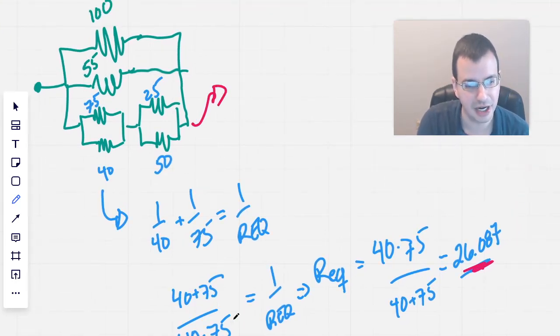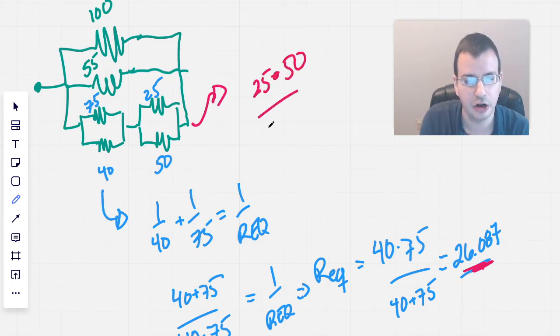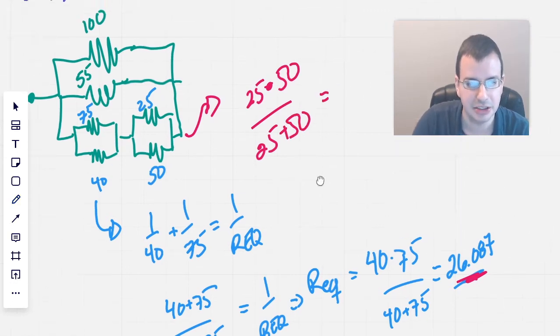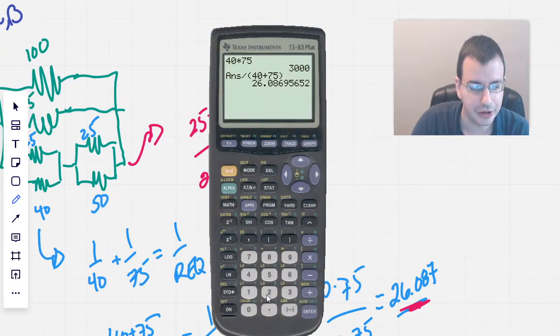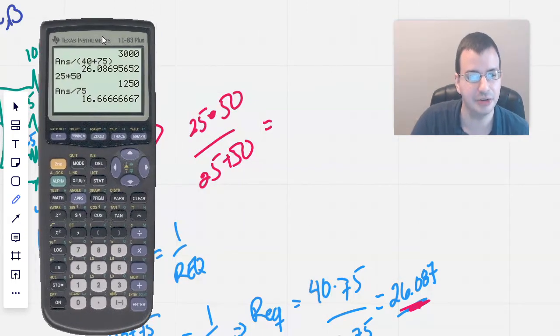Same thing over here. I'm going to skip to the punchline here, where we do 25 times 50 over 25 plus 50. I don't know what 25 times 50 is. I should know that. I don't. So 25 times 50, that seems reasonable, divided by 75, which is 25 plus 50, and that gives us 16.67.